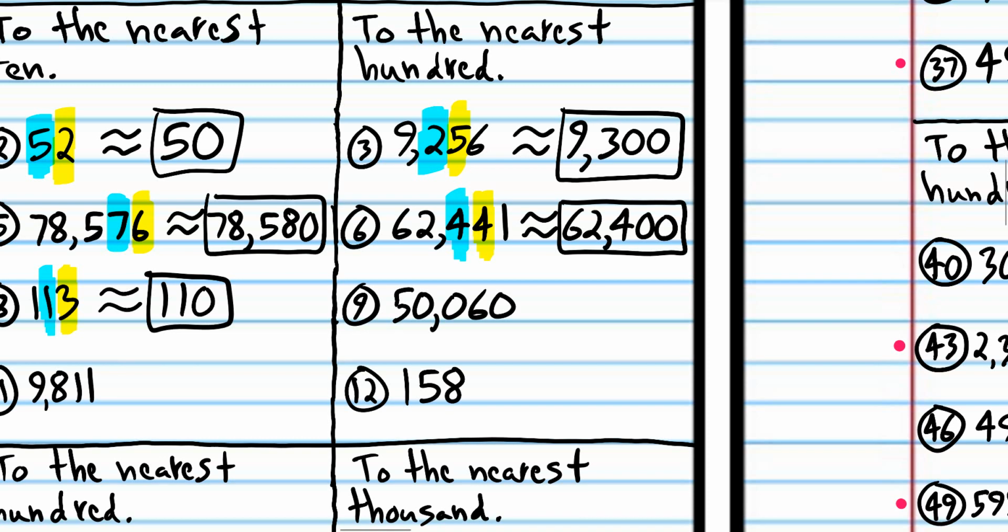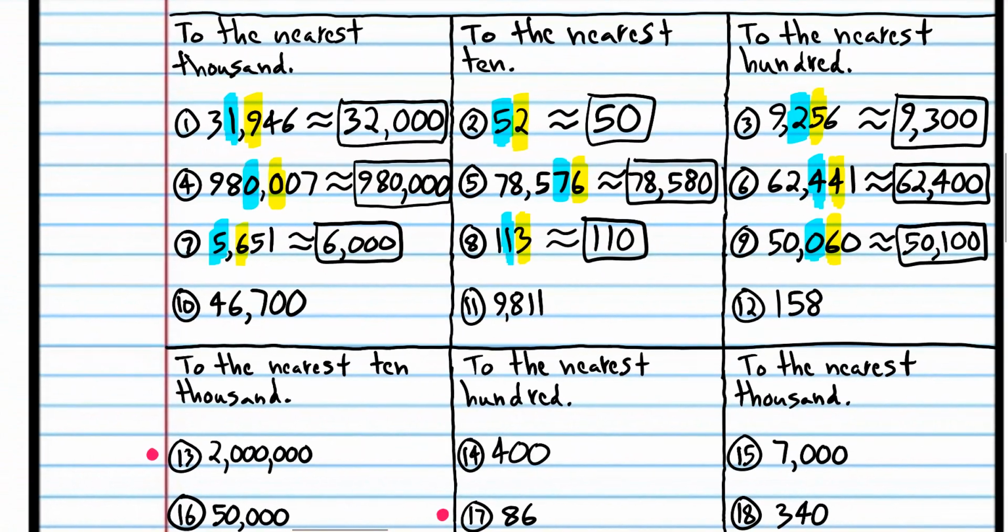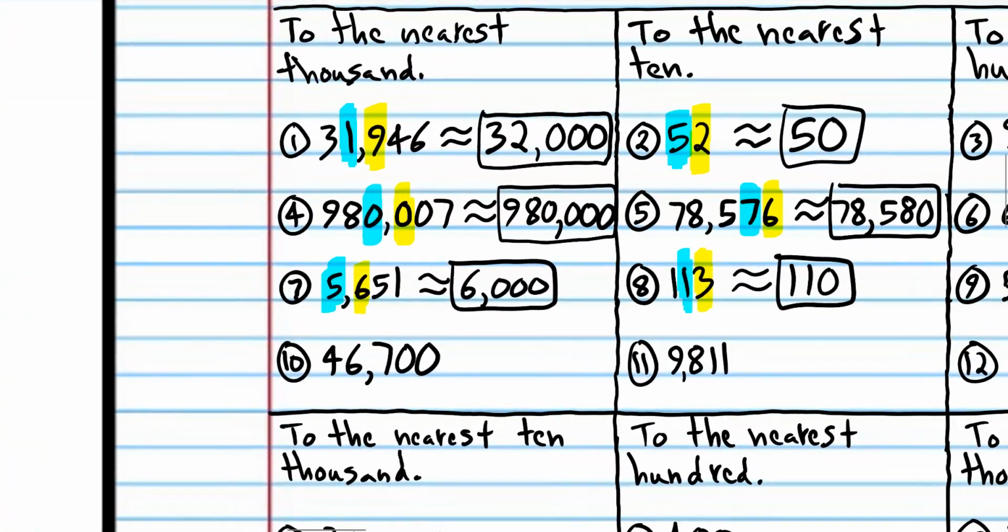All right, we're back. The hundreds place is here. The number next to the hundreds place is here, so 6 tells us to round up. So we make the blue number 1 greater, so it becomes 1 greater than 0, which is 1, and all the other numbers become 0. So if you got 50,100, good job. Why don't you try number 10, and when you come back, we'll do it together.